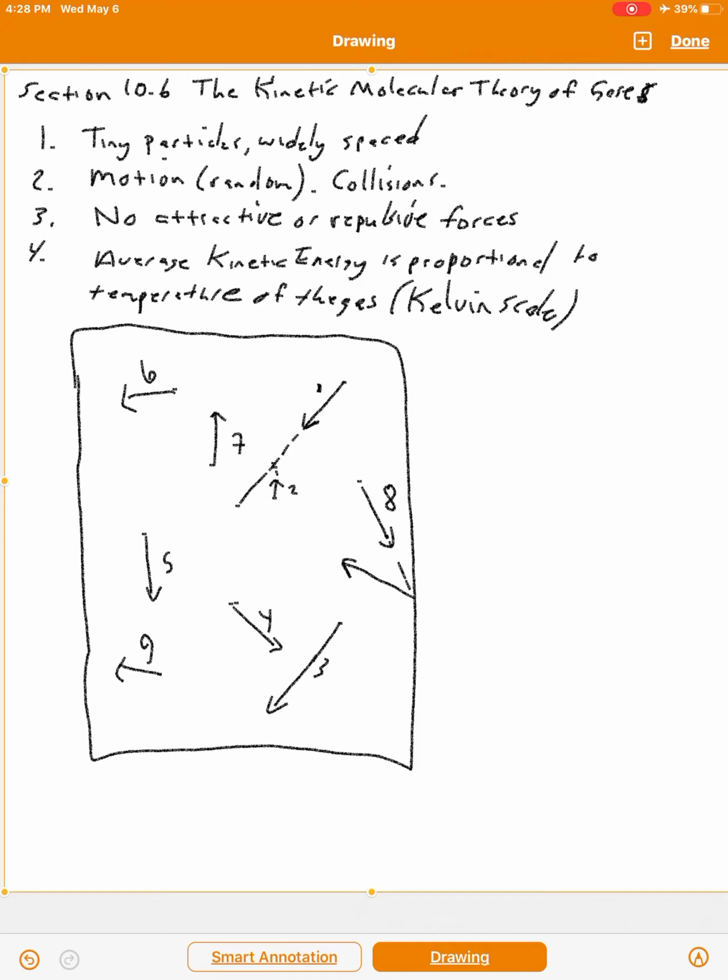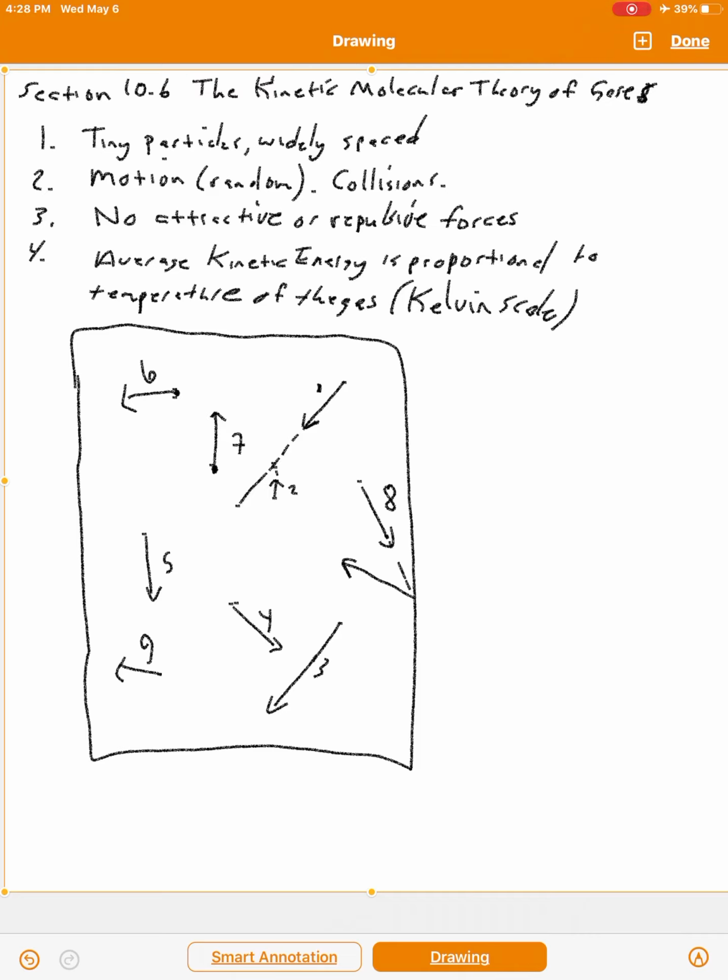So that can happen. Okay, so no attractive or repulsive forces, meaning that when this particle is over here and this particle is over there, they don't know each other's there. There's no gravity that's pulling them together, right? Now I'm not going to claim that there's no gravity, but these molecules are so small, they have so little mass, gravity is negligible. Okay, we don't have to worry about it or concern ourselves with that. They're also not repelling each other like magnets do.